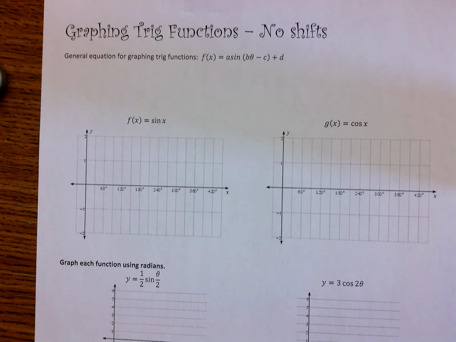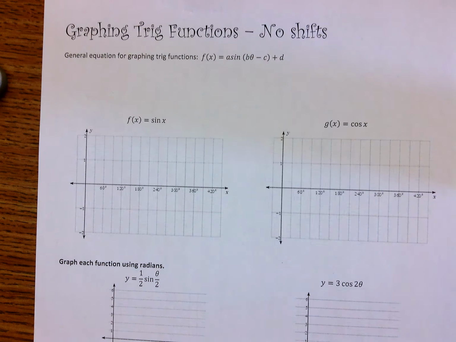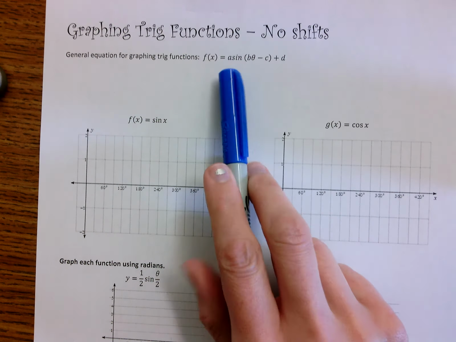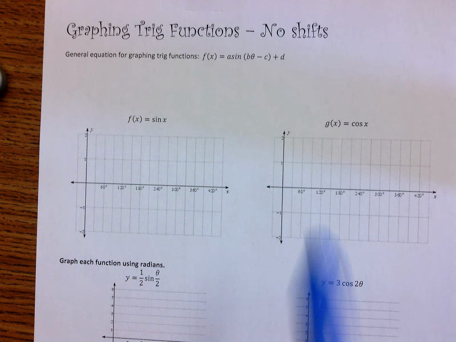So first of all, let's talk about this equation right here. This is a generic equation for either a sine or a cosine graph. This one in particular is sine, but all of the rules are the same for cosine. It's just a different shape of graph. So that's going to be a thing that we look at.